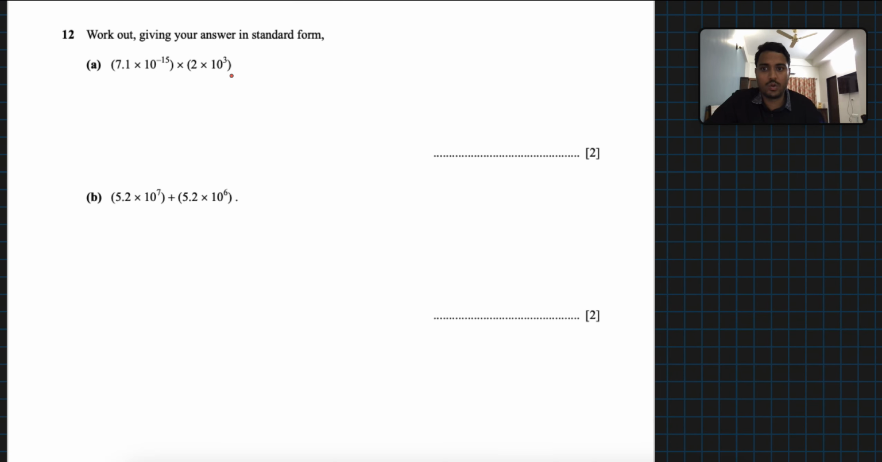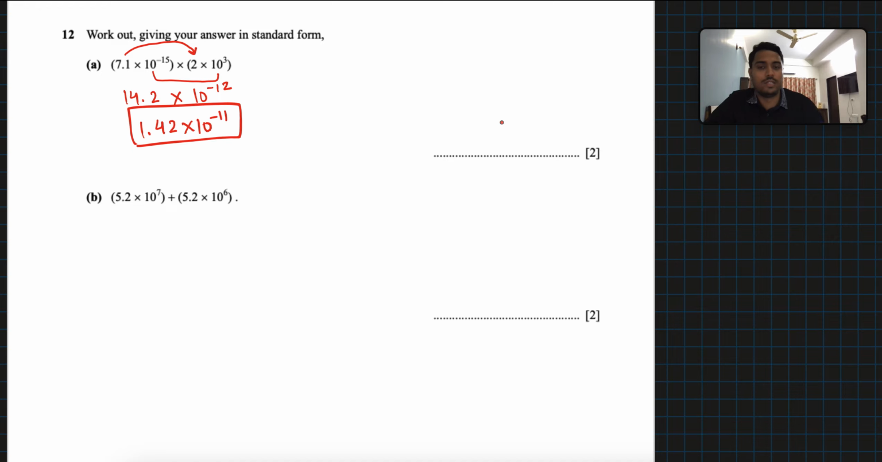It says work out, giving your answer in standard form. Now everything is in multiplication, so we can directly multiply 7.1 multiplied by 2, that is going to be 14.2 multiplied by this into this. So 10 raised to minus 15 multiplied by 10 raised to 3, we have 10 raised to minus 12. And then because this is not in standard form, we have to convert it into standard form. So it is going to be 1.42 multiplied by 10 raised to minus 11. This is going to be the answer. 1.42 multiplied by 10 raised to minus 11.